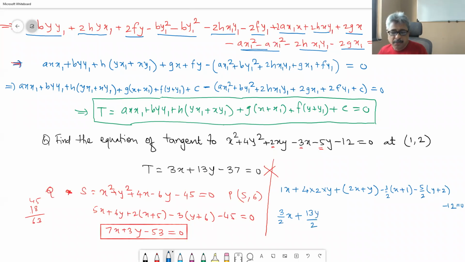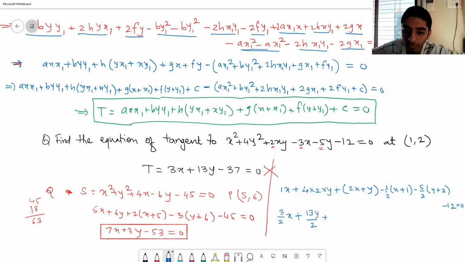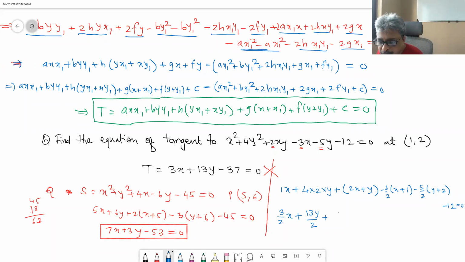13y by 2. Is it going right? These many y's I have. And how much is constant that I have? Minus 3 by 2, minus 10 by 2, minus 12. Right? 10 by 2 means 5. Say minus 17. So 17 plus 3 by 2, which is 17, 34, 35, 36, 37 by 2.